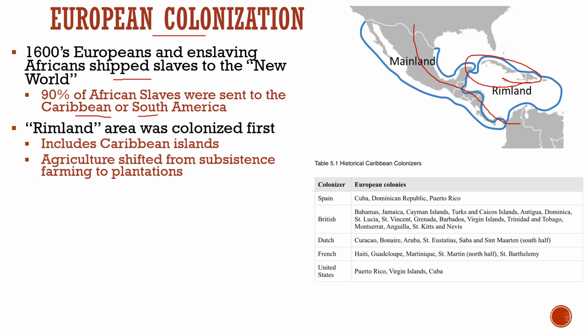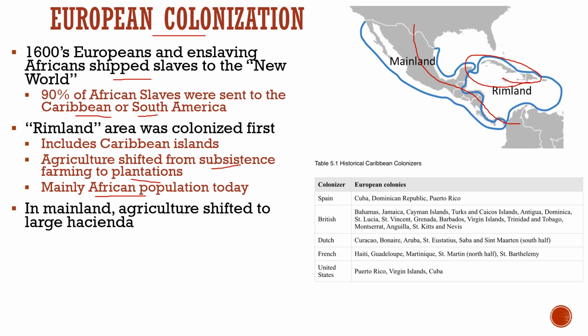The agriculture at that point shifted from subsistence to plantations, and that's what led to the need for slaves. Again, the Mayans and the natives were just farming to support themselves. The colonization, though, was trying to make a profit, so mass producing crops and vegetation. So this is mainly an African population today due to that huge population of African slaves that were brought to this area.